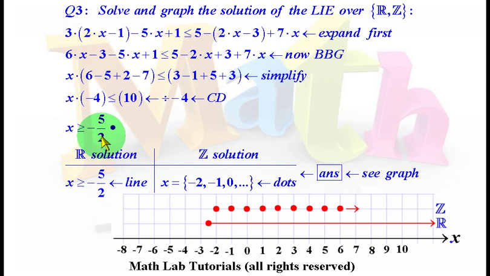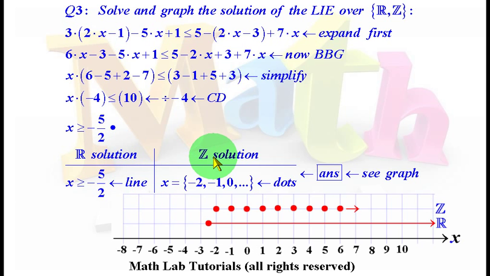The equal sign means that the endpoint minus 5 over 2 is included. And so now we find the real solution and the integer solution to our linear inequality. For the real solution, all you do is grab this guy and copy paste. And that denotes a line. It denotes a solid line where the endpoint has a solid dot. Why does it denote a line? Because it's over the real numbers.